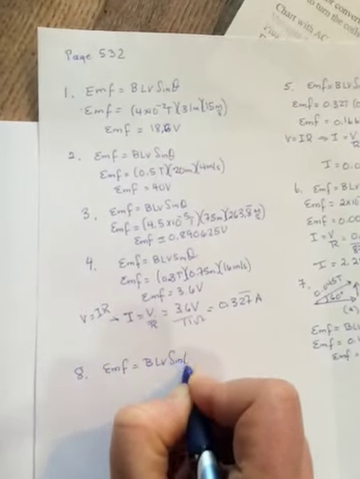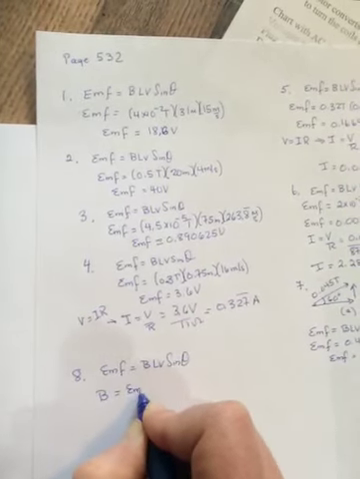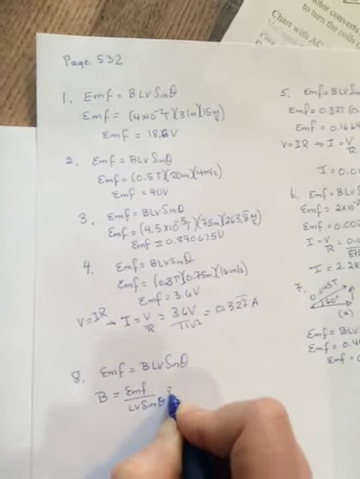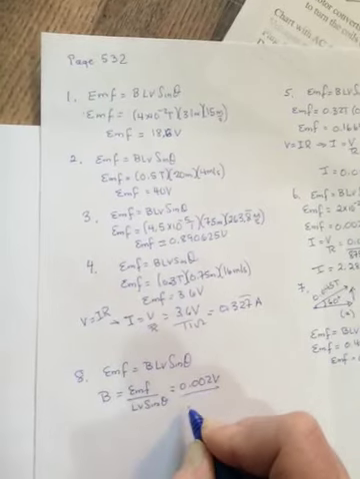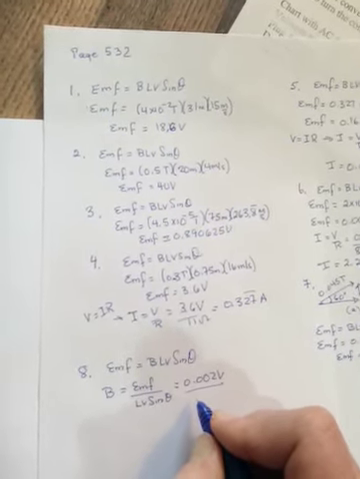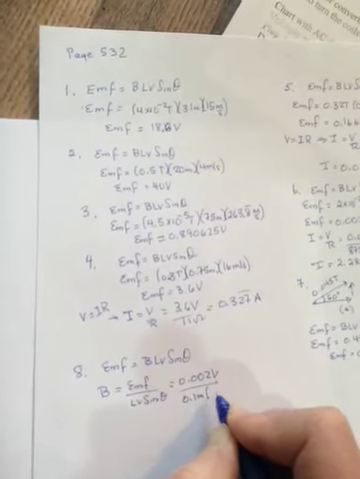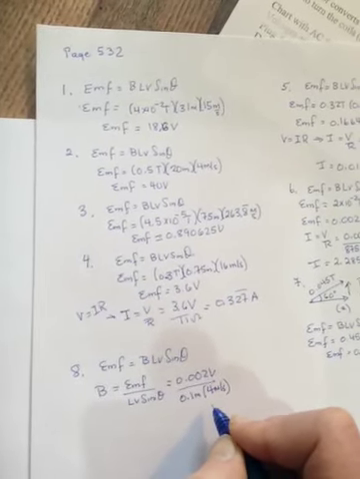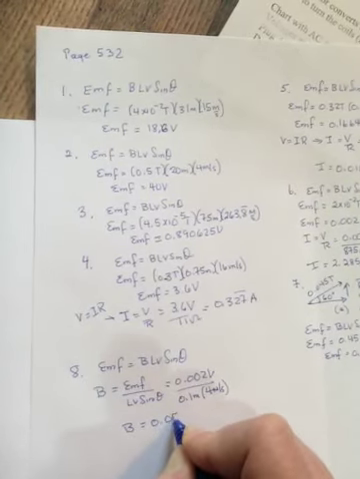Okay, number 8, switching back over here, this time you're going to have to rearrange EMF equals BLV sine theta. What is the size of the magnetic field? So B is going to equal EMF over LV sine theta. It tells us the EMF is 0.02 volts, the L is 10 centimeters, so 0.1 of a meter, and it's moving 4 meters per second, and it says perpendicular. And so you should get a B of 0.005 Teslas.